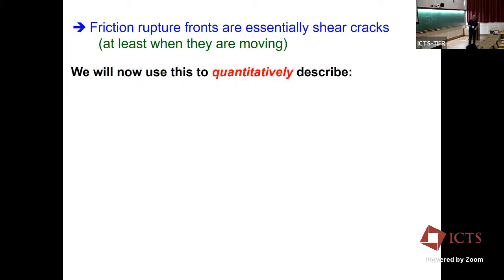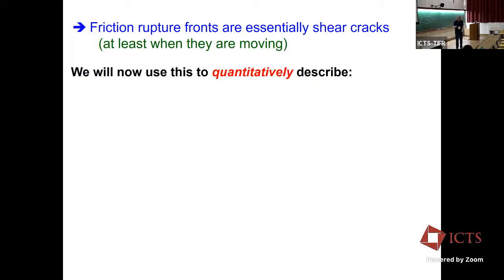Frictional rupture fronts are essentially shear cracks. And now we can use this fact to quantitatively describe things. For example, the fracture energy. What is the fracture energy? What are the characteristics of this frictional interface? These are very far from any characteristics of the bulk material, because we're talking about material that's under pressure very close to its yield stress. And these contacts are what's holding this system together. This is what gives frictional resistance. So they're almost entirely invisible, but with fracture mechanics as a microscope, we can actually start to look at them.